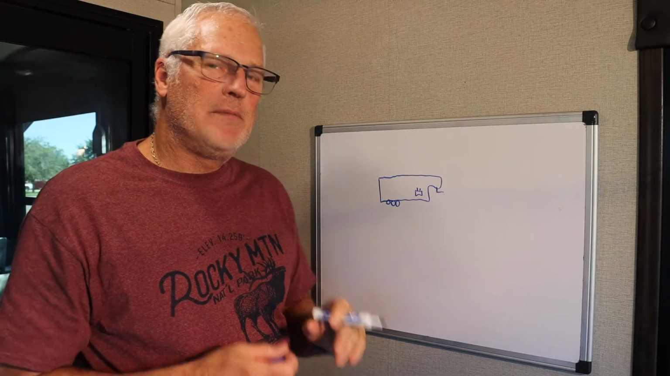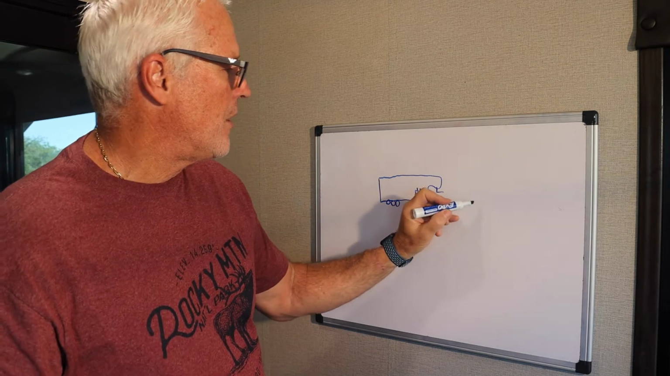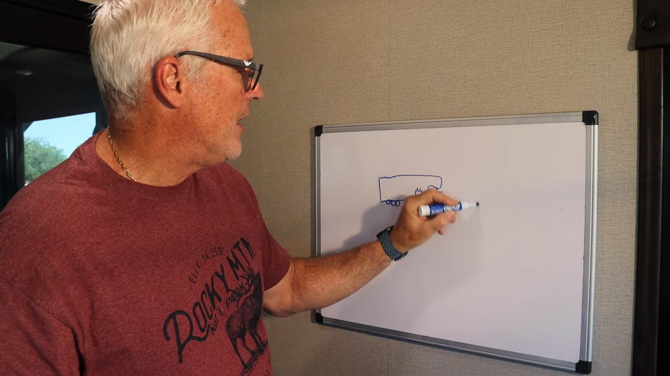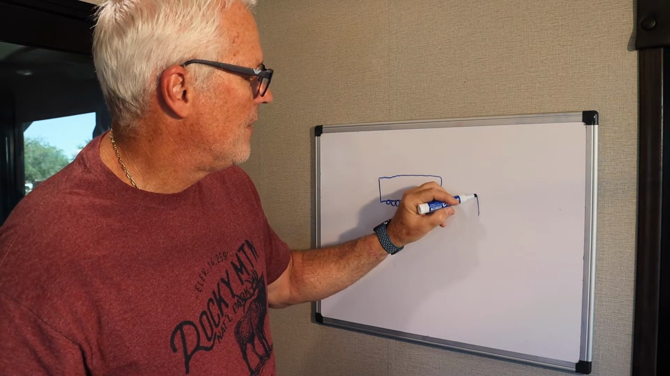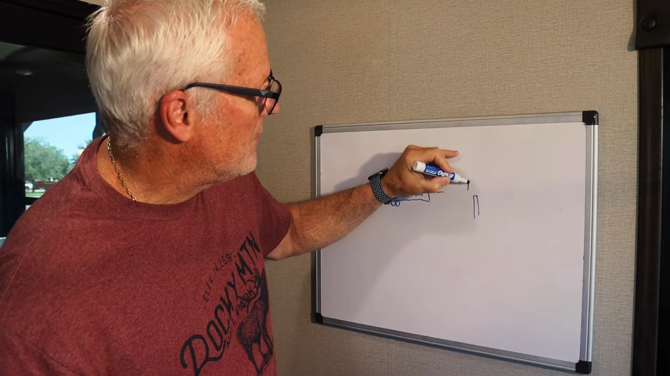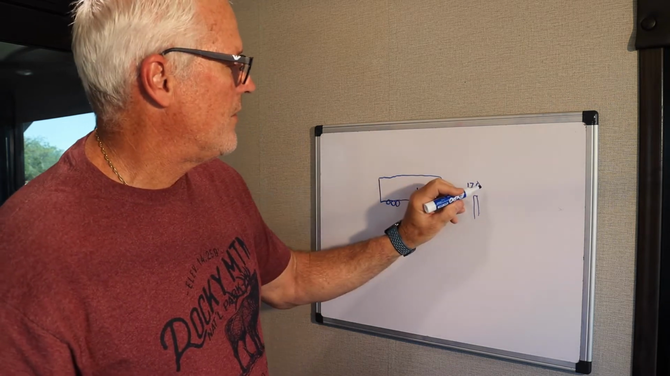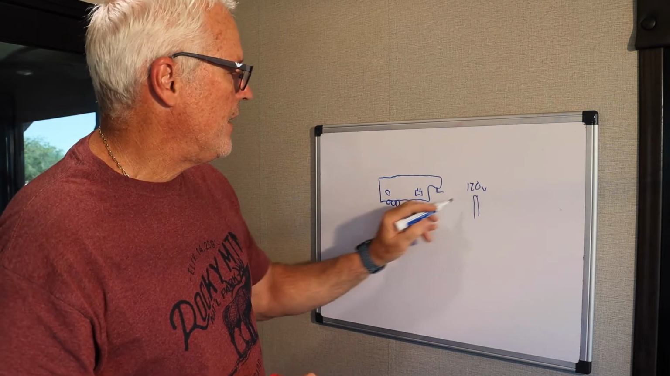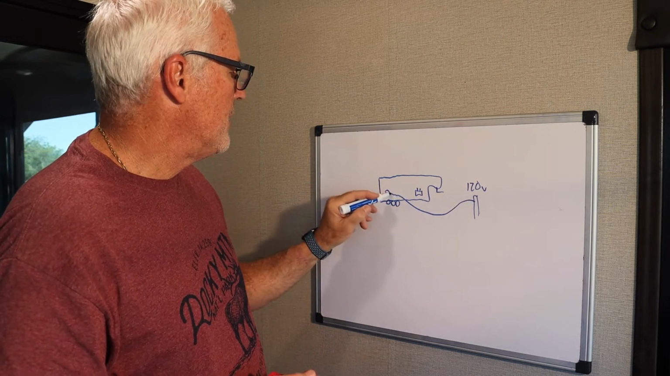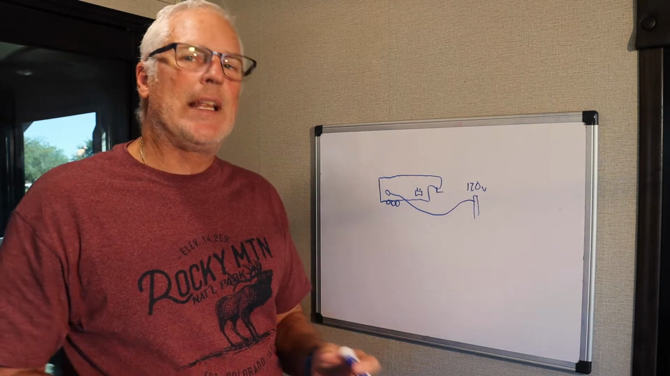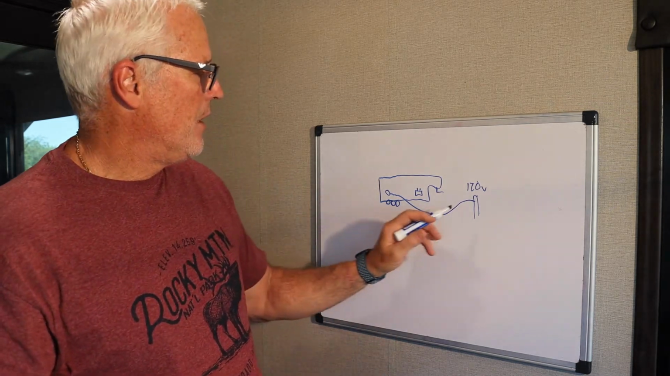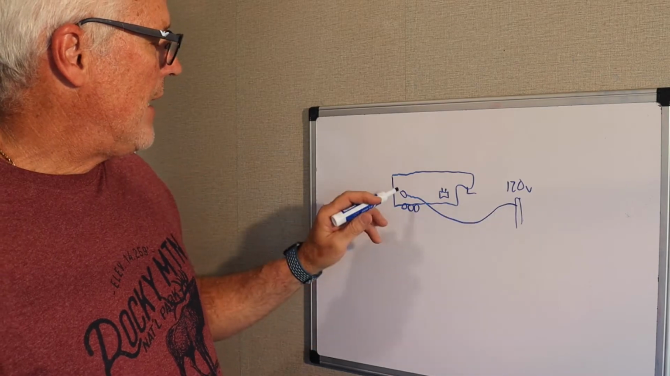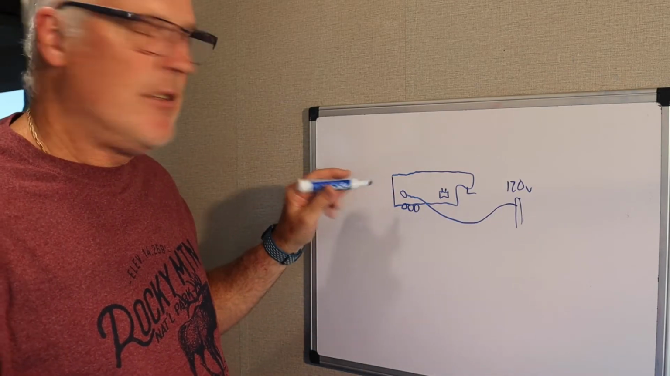Now a typical RVer is going to go to an RV park. You're going to have a pedestal out here. This pedestal supplies 120 volts AC. You have a plug in the back of your RV, and you're just going to plug into this pedestal. So what is really happening at this point? We have 120 volts coming in to our RV.